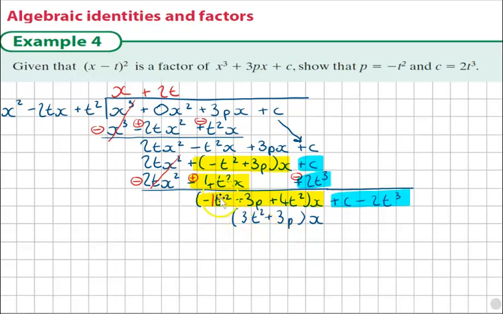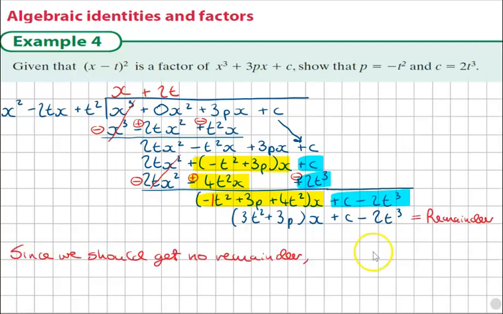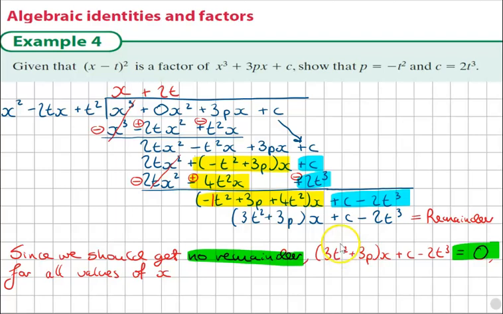So we're just going to simplify here. So minus 1t squared plus 4t squared will give us 3t squared. And we still have the plus 3p, and it's still stuck onto x. And we bring down the constant again. So this is our remainder. But since we should have no remainder, 3t squared plus 3p x plus c minus 2t cubed must be equal to 0. So we let the remainder equal to 0 for all values of x.